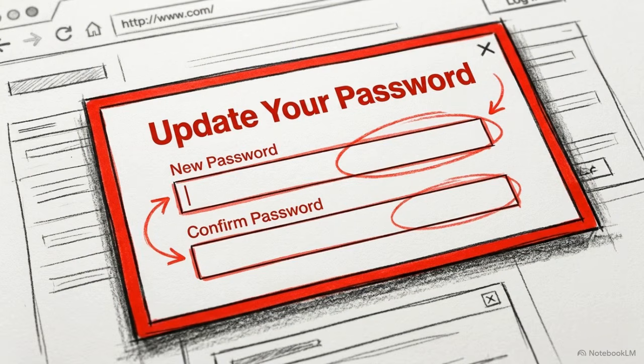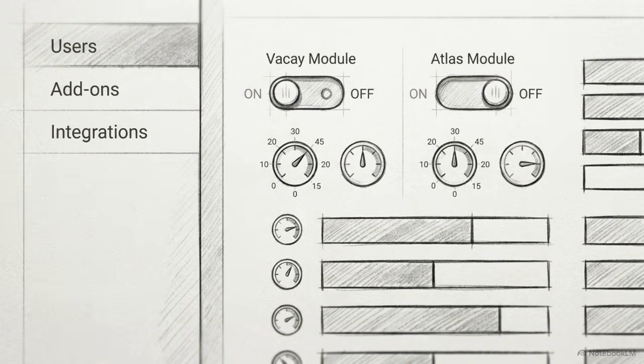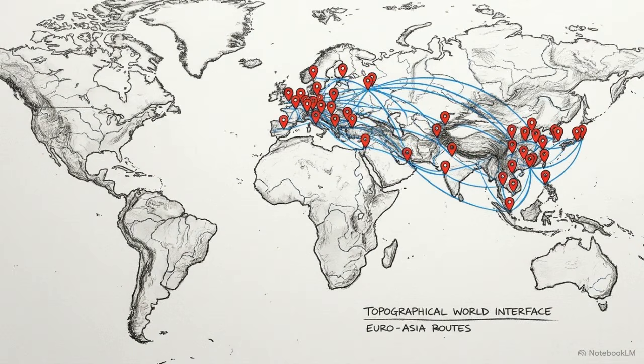The system requires an immediate password rotation. Complete this workflow to secure the account before exploring the interface. You now have access to the admin panel, where you can manage users, toggle add-ons, and integrate third-party APIs. This transition completes the setup process, moving you from system administration to active planning.